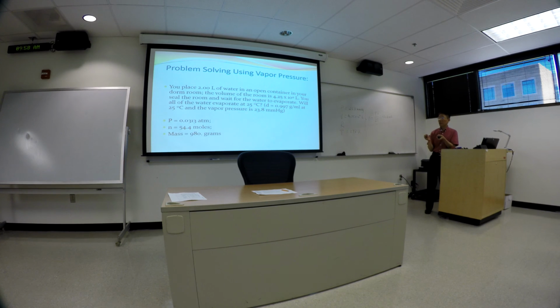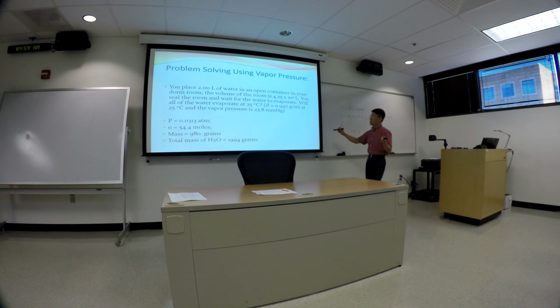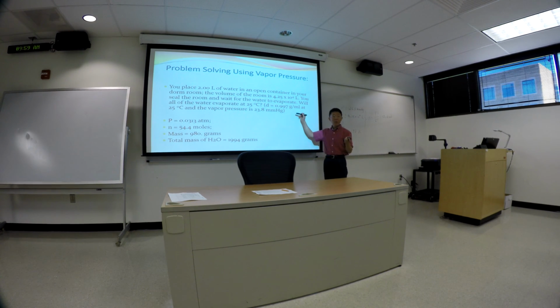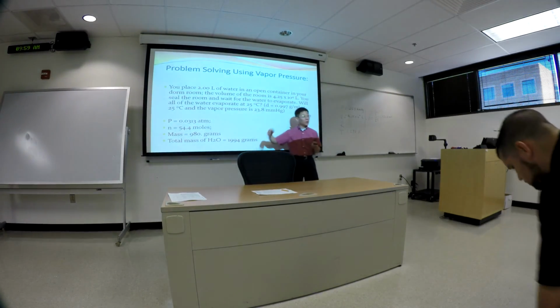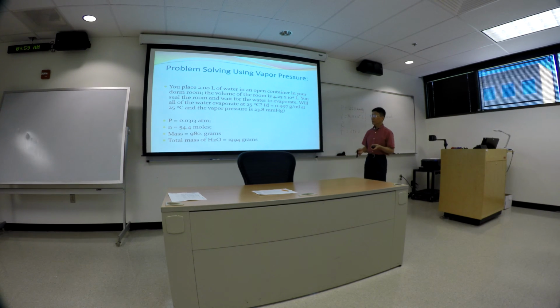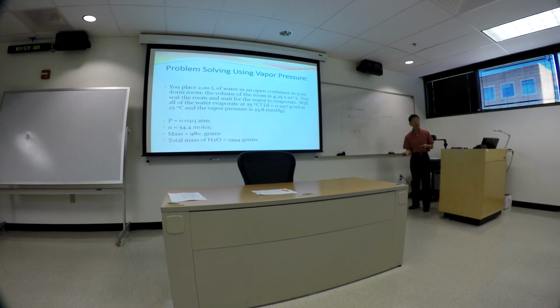Now, 54.4 moles of water is equivalent to 980 grams. We have roughly 1,994 grams of water, 2 liters versus 0.997 gram per milliliter. That's 2,000 milliliters. So this is how many grams of water we have, and this is how many grams of water will get into the gas phase. Well, we can conclude that not all of the water will evaporate if you completely seal the room with no possibility of water escaping. Only about half of the water will get into the gas phase when equilibrium is reached.